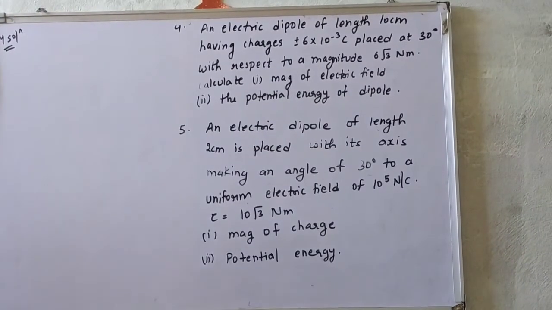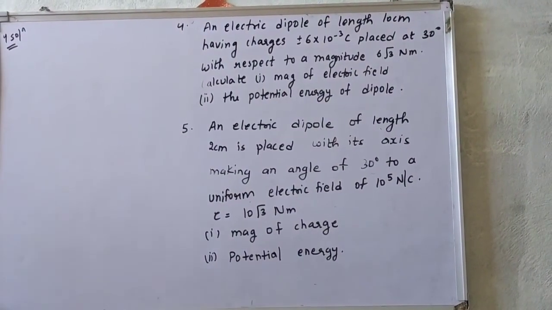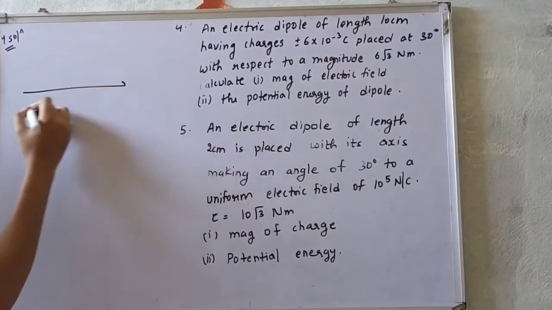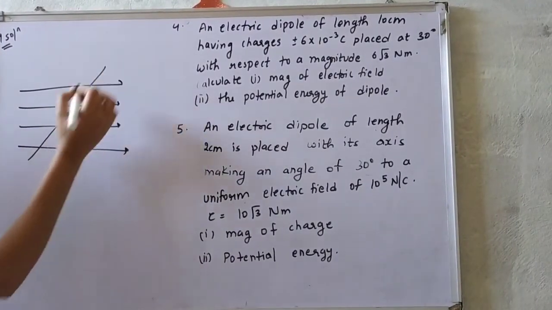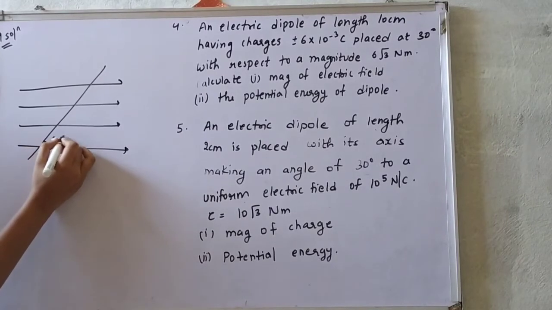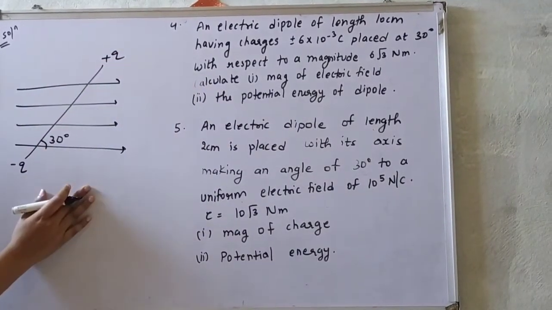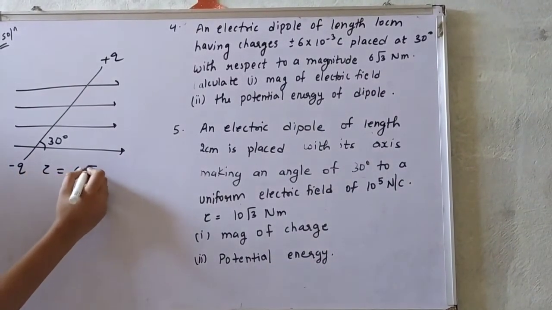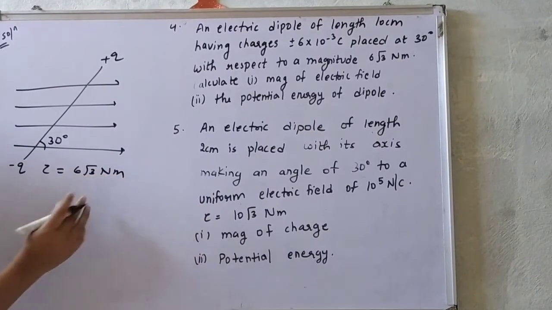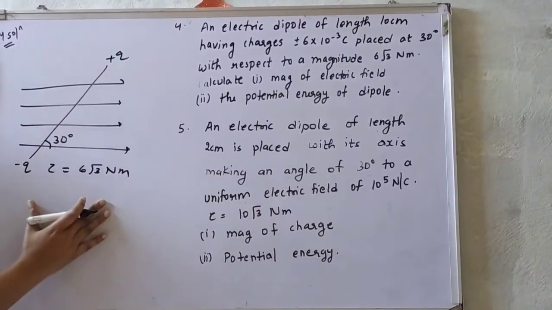Now our next question is, we have an electric dipole of length 10 centimeter. An electric field we have here. The electric dipole is placed at an angle of 30 degree, with minus q and plus q. And the torque here is 6 root 3 Newton meter. We need to calculate the electric field, that is, how much electric field you have applied.